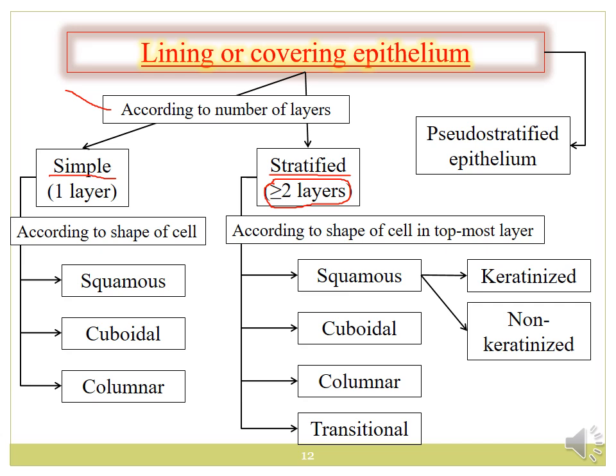Then we come to the simple epithelium, which is formed of only one layer of cells. We ask ourselves, what is the shape of this epithelium? What is the shape of the cells in this epithelium? This could be either squamous, cuboidal, or columnar.